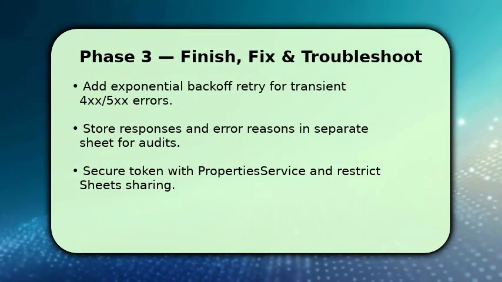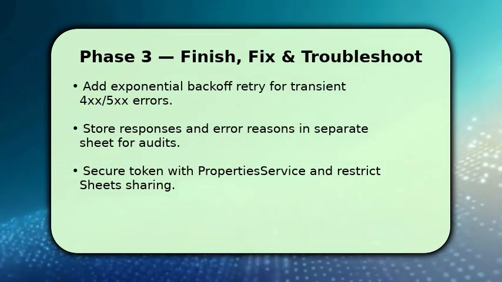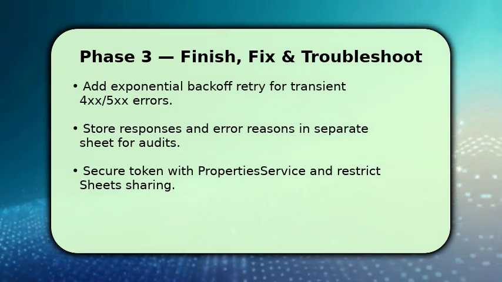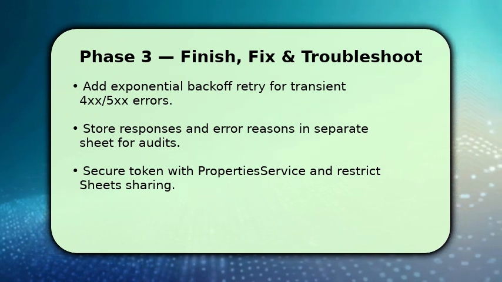Finish by securing and hardening the integration. Move the API token to Properties Service and restrict sheet access. Once done, add retries with exponential backoff for transient errors.